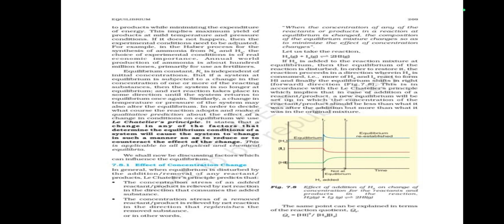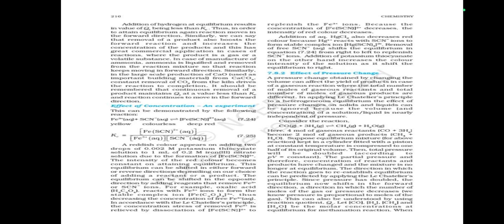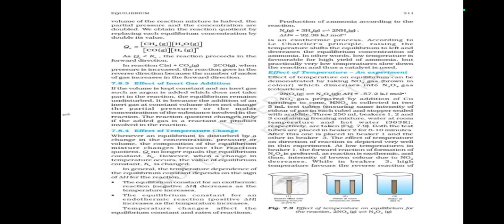Let us take the reaction H2 plus I2 gives 2 HI. Figure 7.8, effect of addition of H2 on change of concentration for the reactants and products in the reaction H2 plus I2 gives 2 HI. Effect of concentration and experiment. Effect of pressure change, CO plus 3 H2 gives CH4 plus H2O. Effect of inert gas addition. Effect of temperature change. Effect of temperature and experiment.